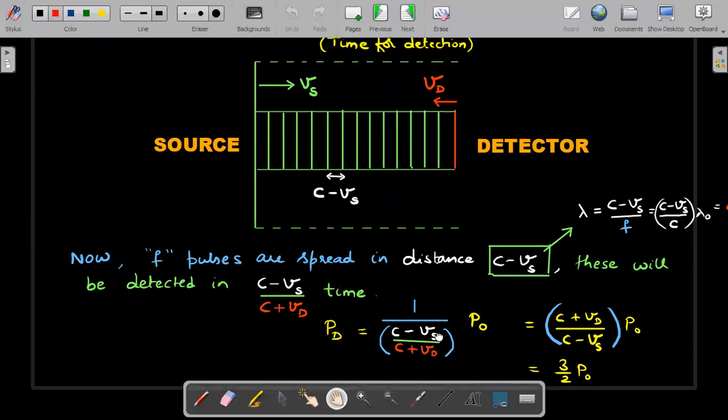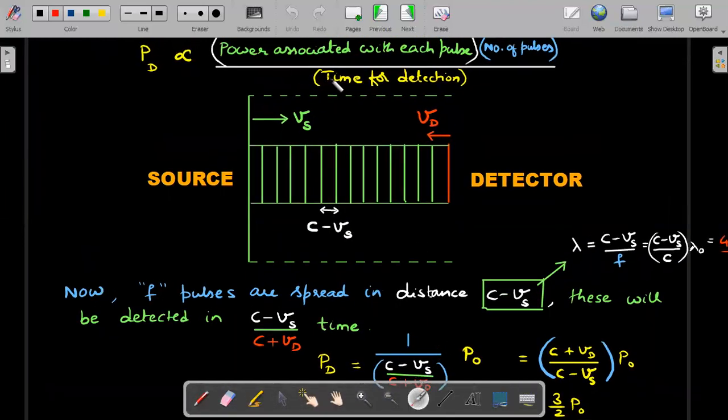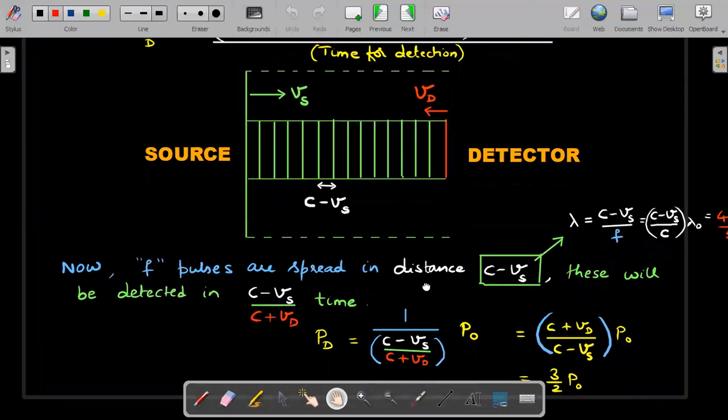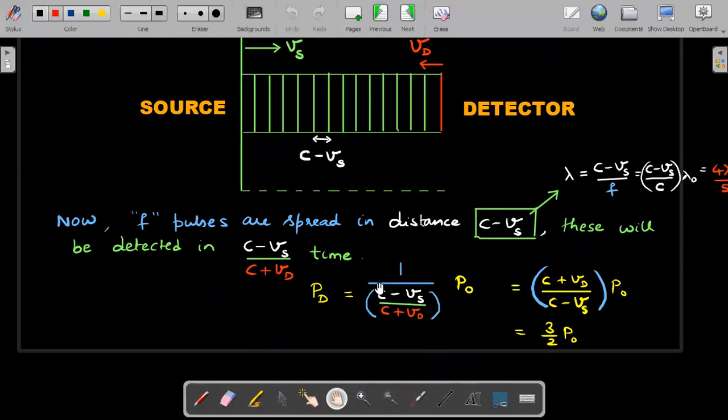So if you substitute in the proportionality of the last formula, the power associated with each pulse will not change, right? It's the same powerful pulse that is coming. What changes is how many pulses you are detecting and how much time you are taking. I'm still talking about the number of pulses being f itself. In this gap, f pulses are there. So these two won't change. It's the time of detection that actually changes. By what factor? We already said it is this factor, so it's in the denominator. So the new power detected would be 1 by that factor times the old power detected.